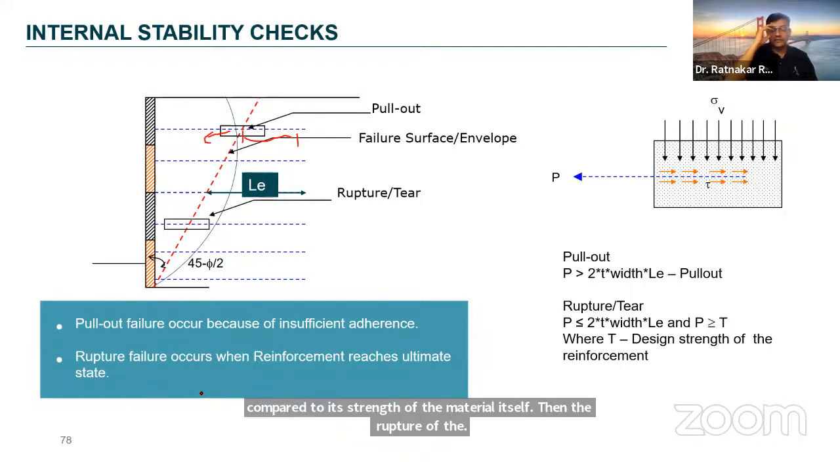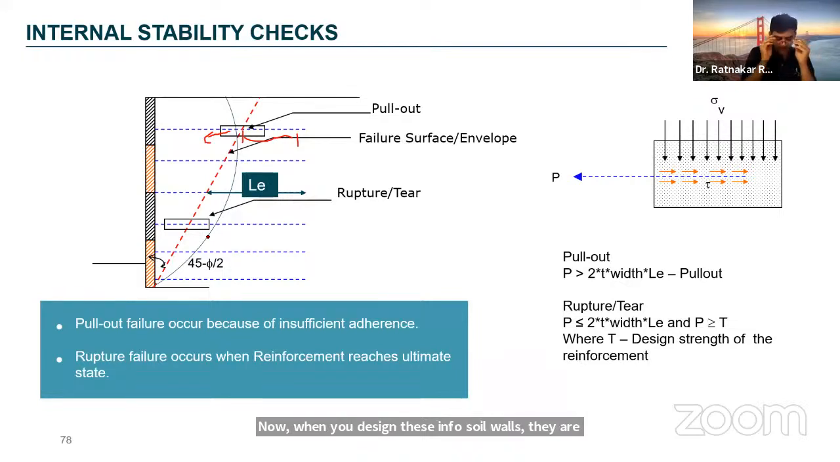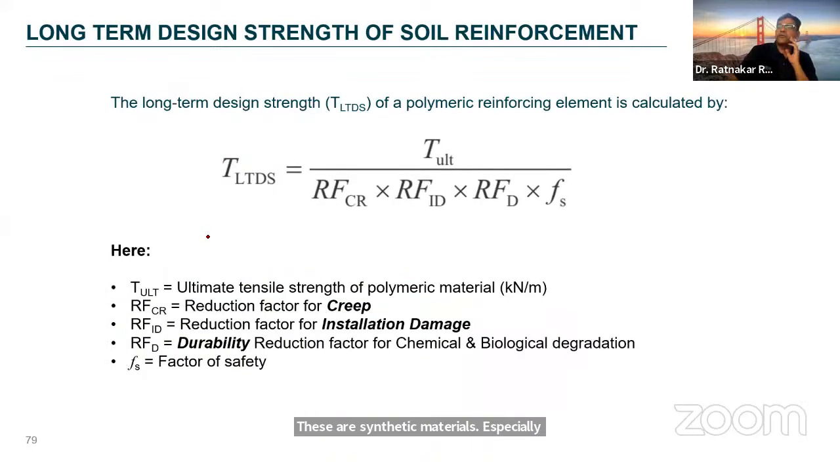Now, when you design these reinforced soil walls, you may consider a wedge failure, or you may have a slip circle also. They are designed, as I said, for short time to long time. Long time could be as high as 100 years. These are synthetic materials, especially when polymeric materials are used, and they degrade over a period of time. In order to consider the effect of these synthetic materials over a period of time in terms of durability, you need to reduce the strength of these materials by certain factors. So, reduction factor for creep.